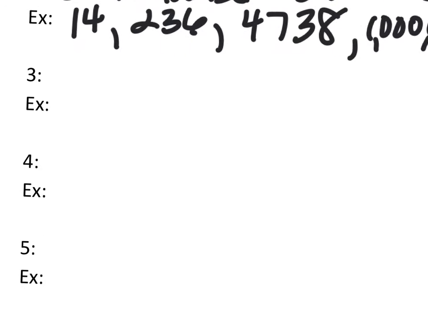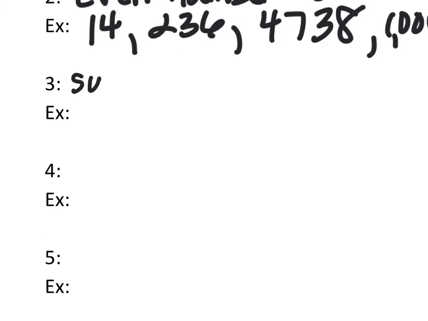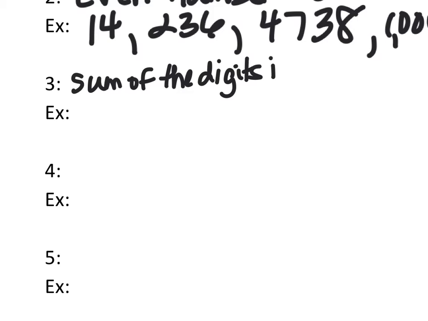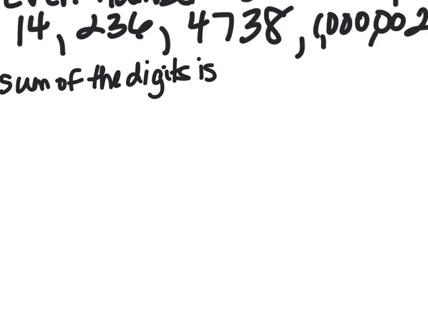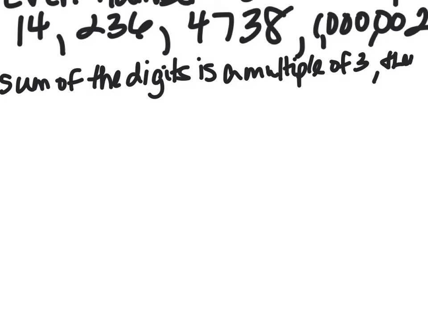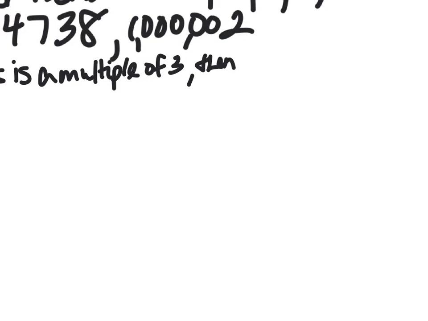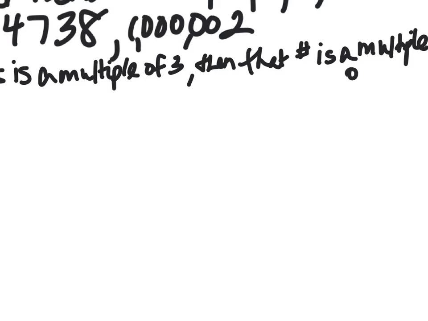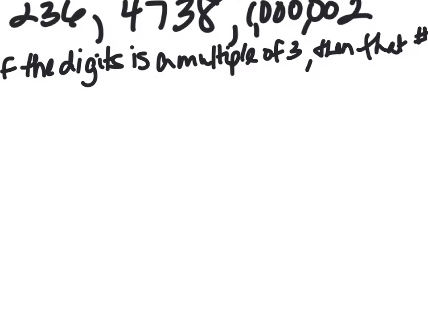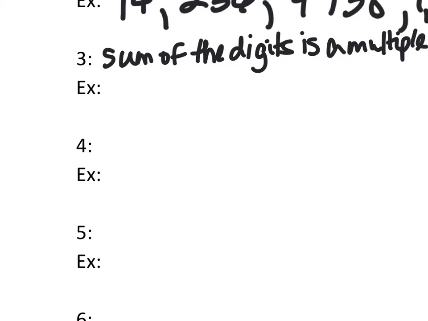The rule for 3s is if the sum of the digits is a multiple of 3, then that number is a multiple of 3. Okay? So what I mean by that is, let's take a number. So let's try 216.